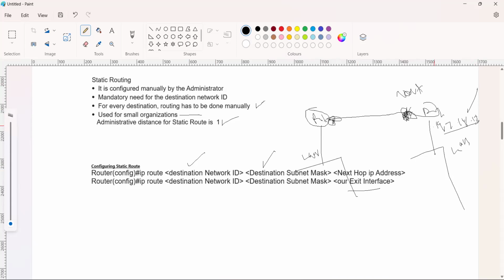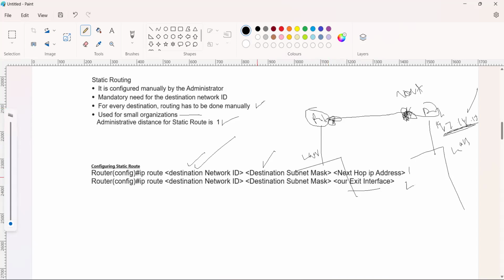Here, this is your destination IP address, this is your destination subnet mask, and apart from that, the next hop IP address is this one. There are two methods to configure: the first way and the second way. If you know the exit interface, that is also fine. Whichever exit interface, we should know it.